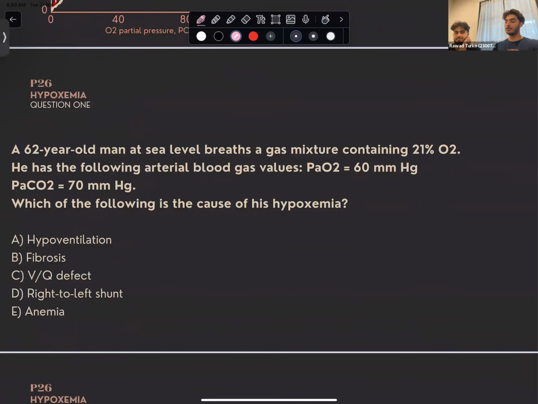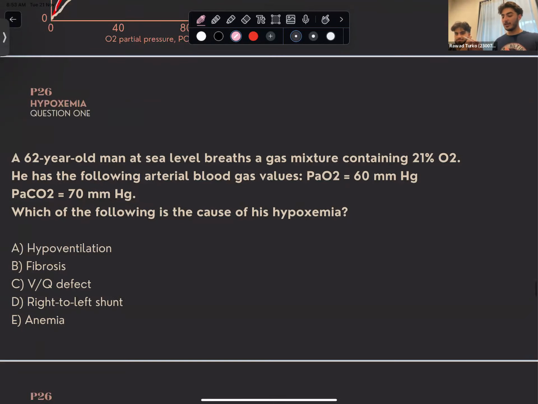Right, okay. A 62-year-old man at sea level breathes a gas mixture containing 21% oxygen. That's normal. He has the following arterial blood gas values. Wait, you guys are answering this already? PaO2, arterial PaO2, 60 millimeters mercury, and PaCO2 is close to 70 millimeters mercury. Which of the following is the cause of the hypoxemia?